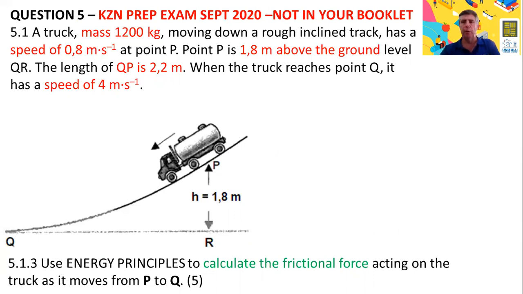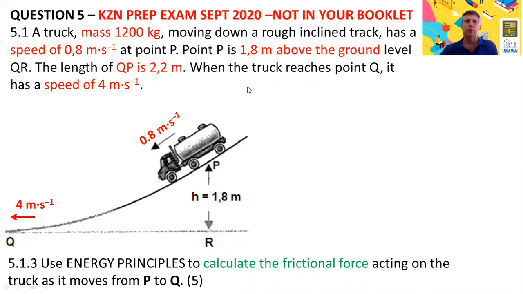Now, the first thing in our problem-solving method is a picture. There is a picture here, but it can be very helpful just to add a couple of things. Speed at P is 0.8, speed at Q is 4. We've got the height at P. The height at Q is obviously 0. And I've highlighted in red all the given information. So we've drawn our picture. We've worked out what is required: calculate the frictional force. What is obvious, for example, is that the height at Q is 0. And all the given things are highlighted in red.